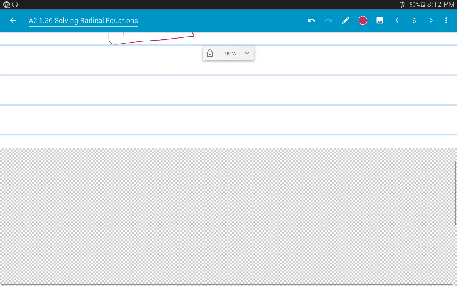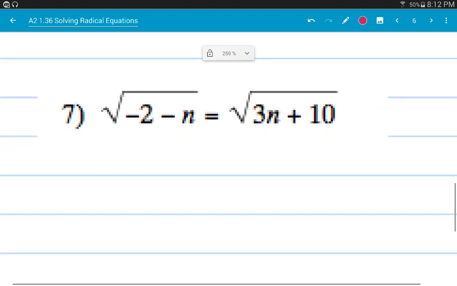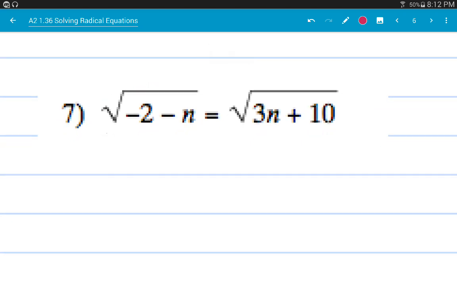Okay. A question like question 7. It doesn't matter which radical you want to look at. Let's say the left one. It's already isolated. There's nothing here except for the radical. There's nothing on the outside. So for a question like number 7, if I want to square the left, I also have to square the right. The square and the square root cancel. Oh, and look, the same thing happens on the right. This actually becomes a very easy equation. Negative 2 minus n equals 3n plus 10.